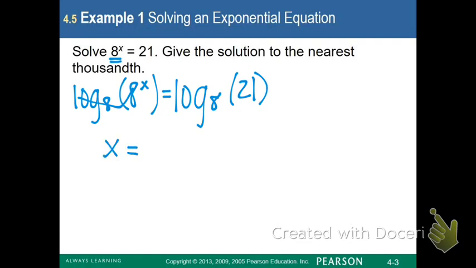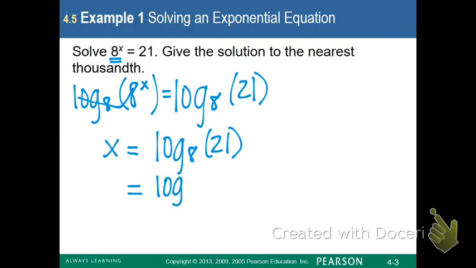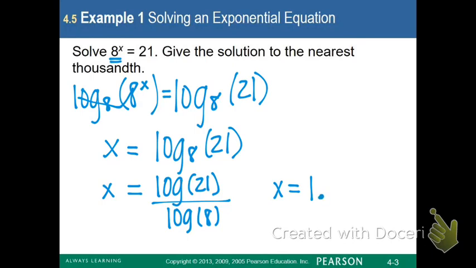On the right, we have log base 8 of 21, which we can do in our calculator. If you have a calculator that can do that, that's fine. If not, remember we use change of base. So this is the same as log of 21 divided by log of 8. And when you do that in your calculator, you should get 1.464. Okay? It says to round to the nearest thousandth. It's 3 places after the decimal.